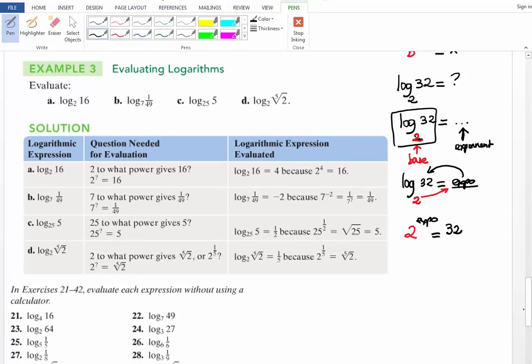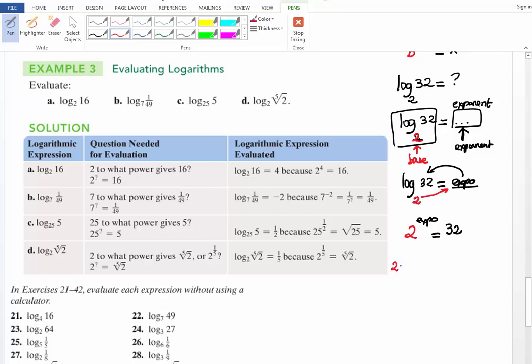So I'm really asking you, what is the exponent here that is the answer, such that if I raise 2 to that exponent, I'll get 32. So that's what I'm asking. So what you can do is the following. You can say, okay, which power of 2 gives you 32? So let's see.